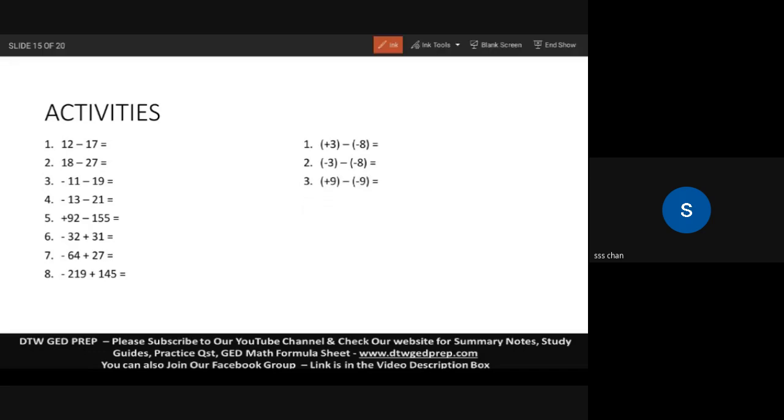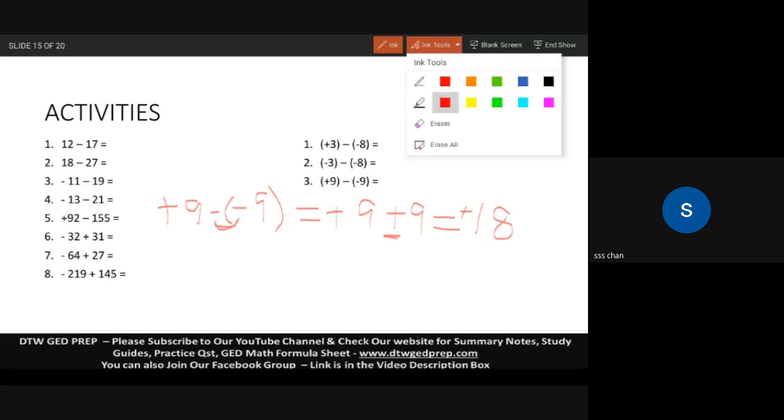Now we have another one that says positive 9, negative of negative 9. We already established that removing a negative number is the same thing as adding a positive number. So positive 9 plus positive 9 means 9 plus 9, which is 18, a positive 18. So just always remember, negative gives you positive. Removing a negative number gives you the same thing as adding the positive version of that number.